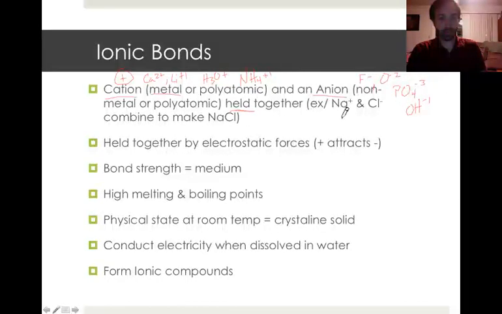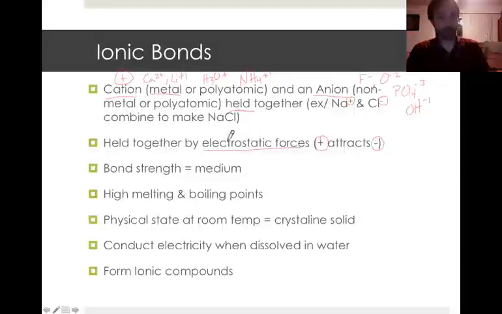So the classic example of an ionic bond would be between sodium and chlorine. They come together to make sodium chloride, or table salt. The thing that's actually holding them together is the fact that sodium has a positive charge, and chloride, the chlorine ion, has a negative charge. This is what we call electrostatic forces, when a positive charge is attracted to a negative charge.